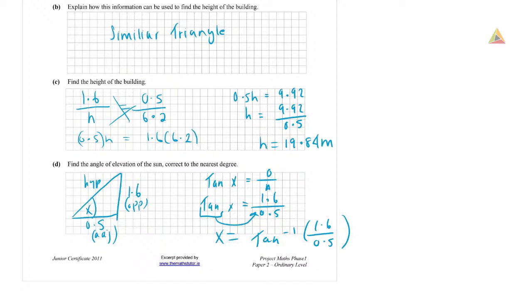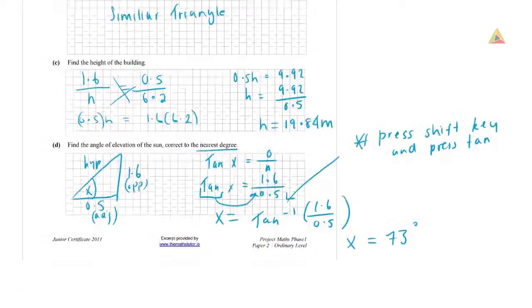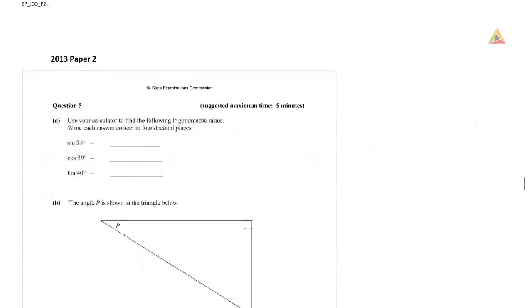Now, I'm just going to make a note here. To get the tan minus 1, you press the shift key on the calculator and then press tan. When you do that, tan minus 1 will come up. So if you put the tan minus 1 of 1.6 over 0.5 directly into the calculator, you will get 73 degrees because it asks it to correct it to the nearest degree. And that's the answer to that question. I think that's the full question done.